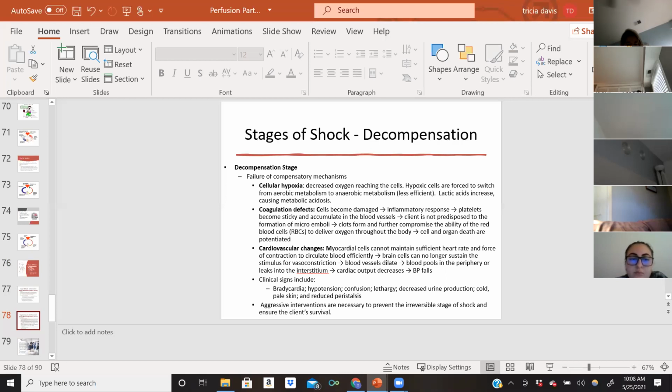Vasodilation, right? No vasoconstriction. So instead of warm and pink, we're going to be cold. We're going to have pale skin. There's no blood flow there, and reduced peristalsis. Constipation, no urine output. Aggressive interventions are going to be necessary to prevent irreversible stages of shock and to ensure that our client will be able to survive.